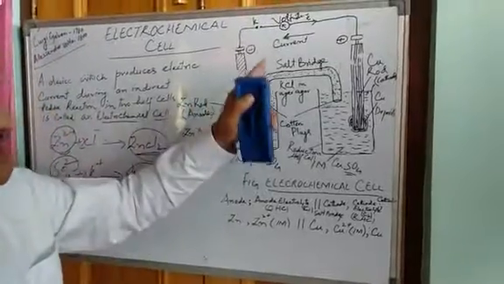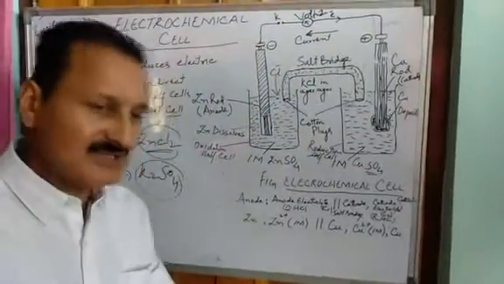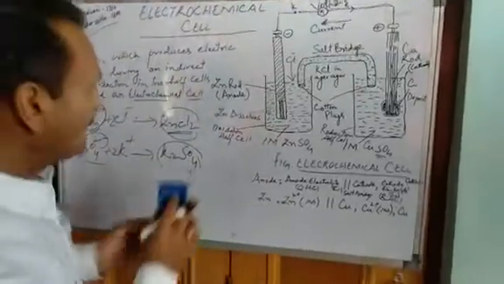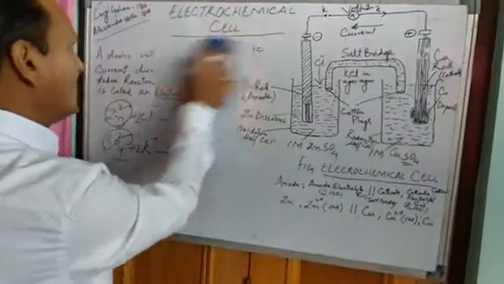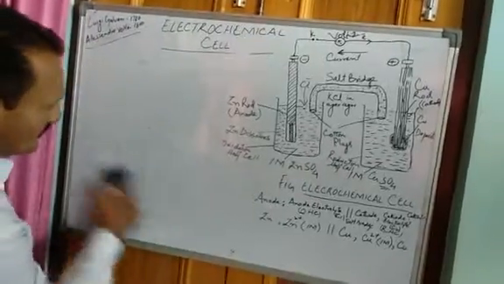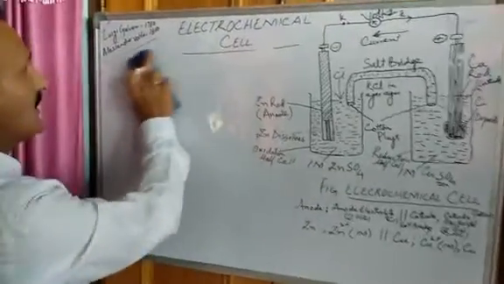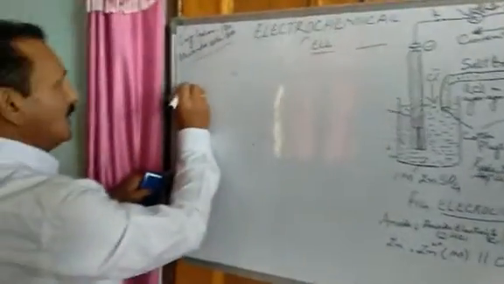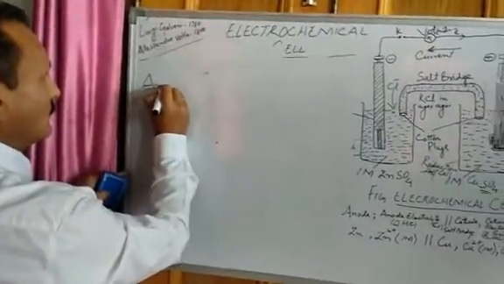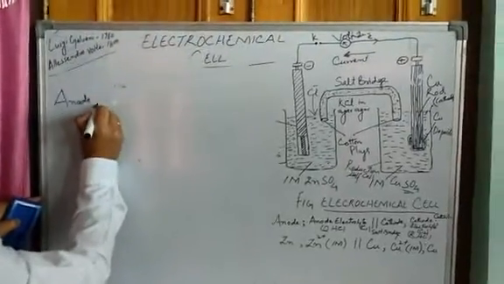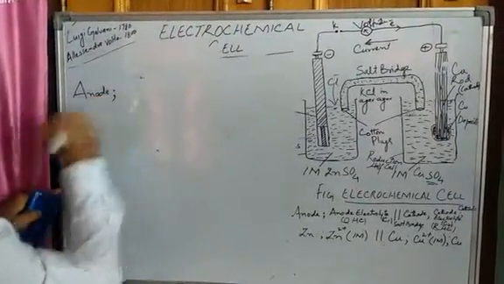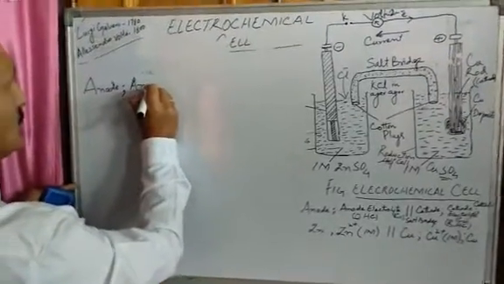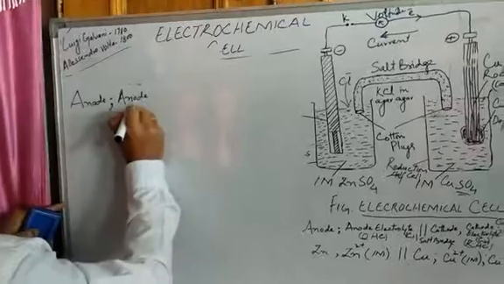Now, how is this cell represented? How do we represent this electrochemical cell? In order to represent it, there is a sequential method of representing an electrochemical cell. First of all, we write anode. Then we write colon. After the colon, we write the anode electrode, the electrode which is present in the anode.